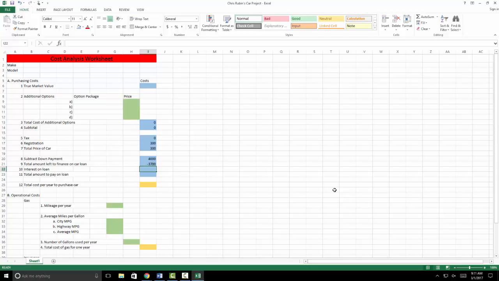In I22, we need to figure out the interest on the loan. So it's going to be the total amount left to finance on the car loan multiplied by 0.2, so 20%. So let's go ahead and set up a formula again. We're going to say equals total amount left to finance on the car multiplied by, and again, this is just the interest charge, 0.2.